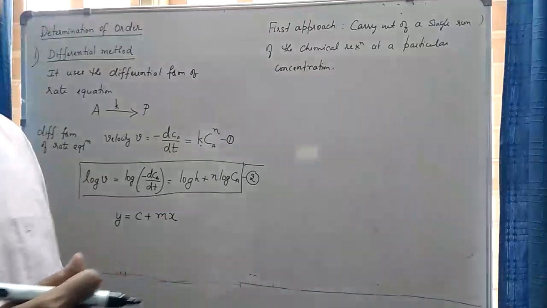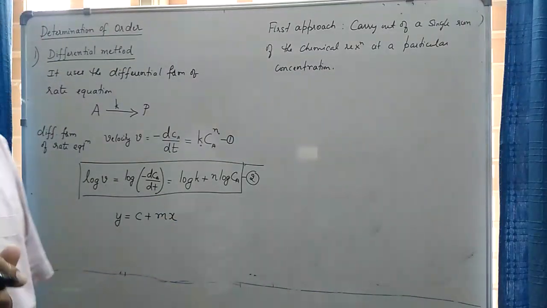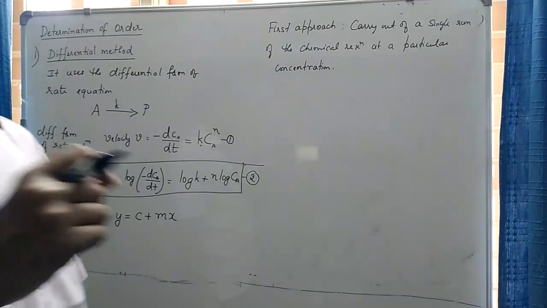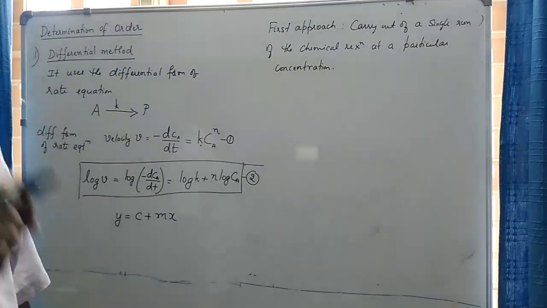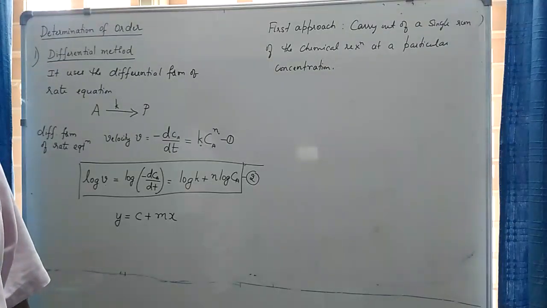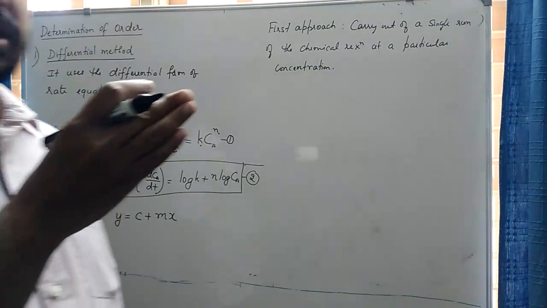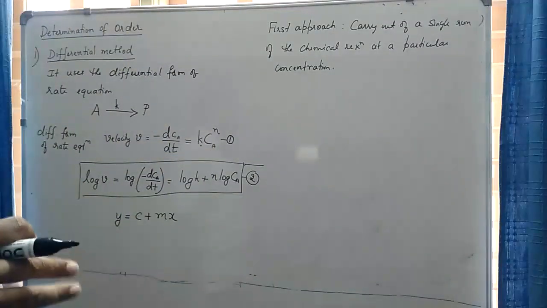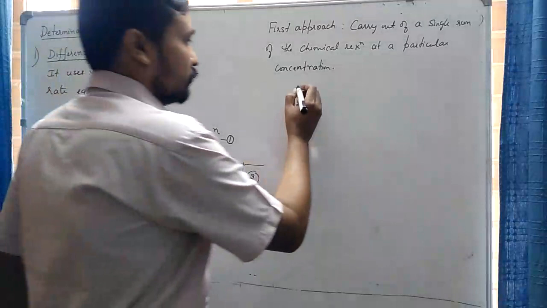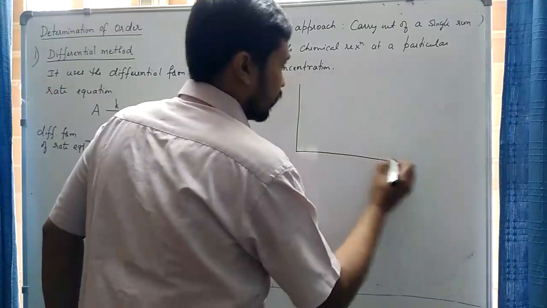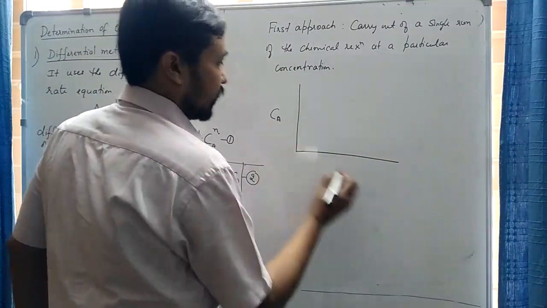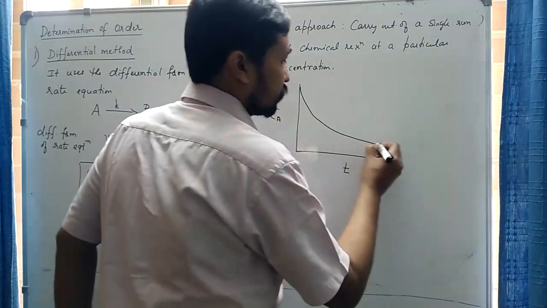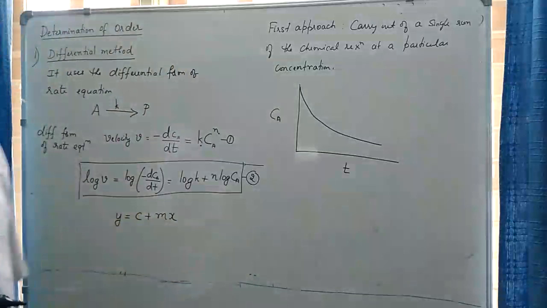And what we are doing is measuring the concentration of the reactant at different time intervals. Say for example 0th minute, 5th minute, 10th minute, 15th minute, 20th minute, 25th minute. So we are measuring experimentally the concentration of the reactant at different time intervals. Then we plot a graph of concentration of the reactant versus time t, and you get a single curve.